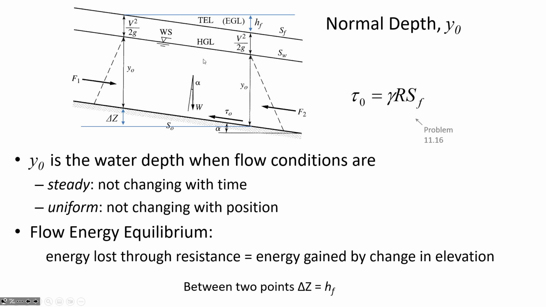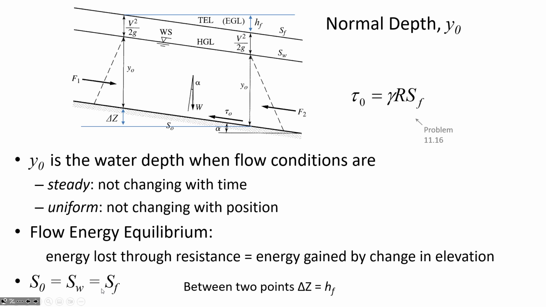And so there's equilibrium between delta Z and H sub F. What makes these lines parallel is the fact that delta Z and H sub F are equal. So when there's equilibrium, when water isn't accelerating, it's flowing at a constant velocity as the water is going downhill. That's because the energy loss is equal to the change in slope.